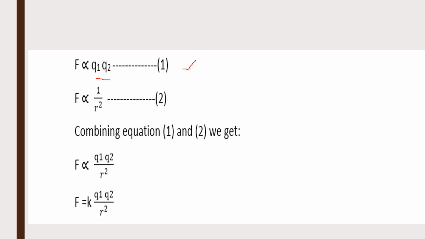So we can take this as equation number 1. Force is inversely proportional to the square of the distance between them, that is equation number 2. Combine both these equations, we get F directly proportional to Q1 Q2 divided by R square. Remove the sign of proportionality, we get F is equal to K Q1 Q2 divided by R square. Here K is the constant of proportionality, also known as the Coulomb's constant or electrostatic force constant. This Coulomb force is measured in Newton.